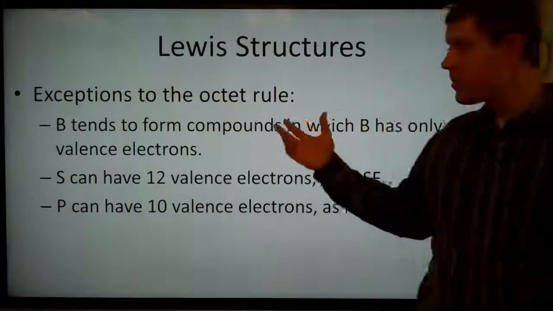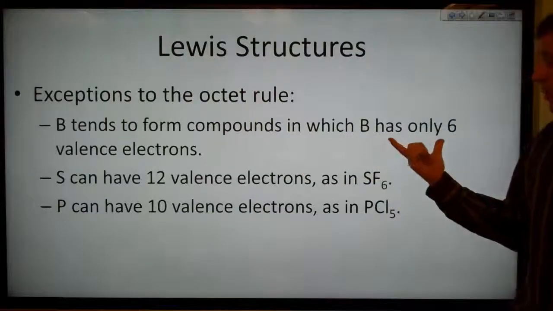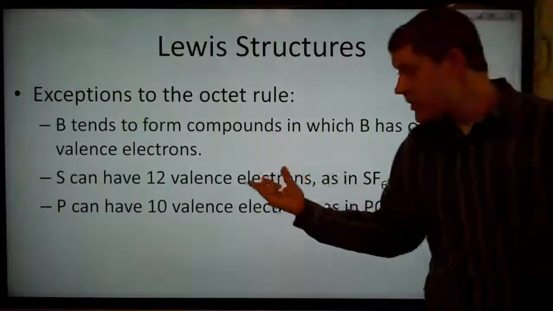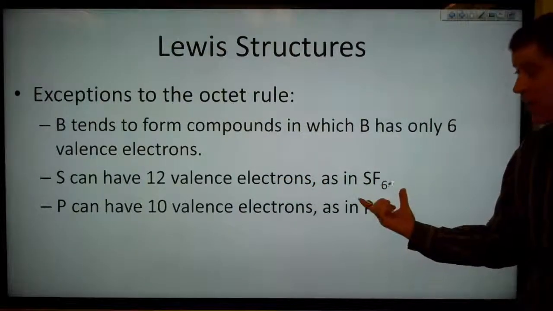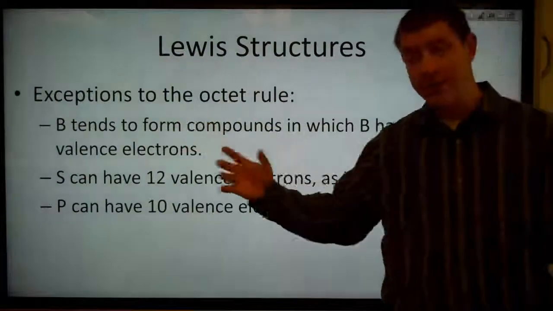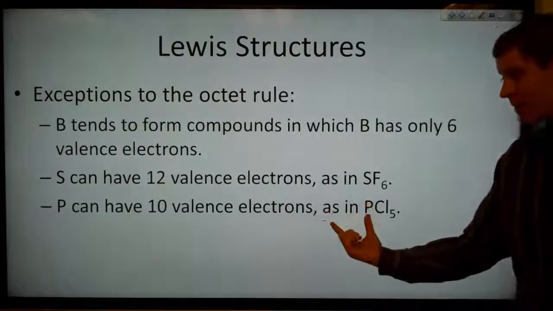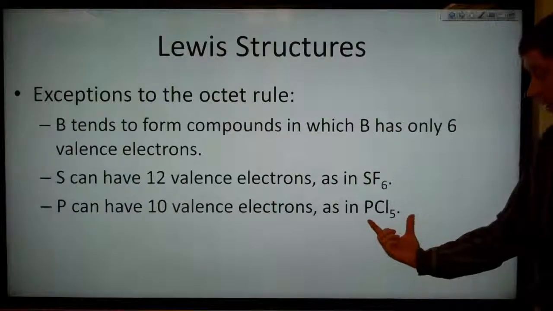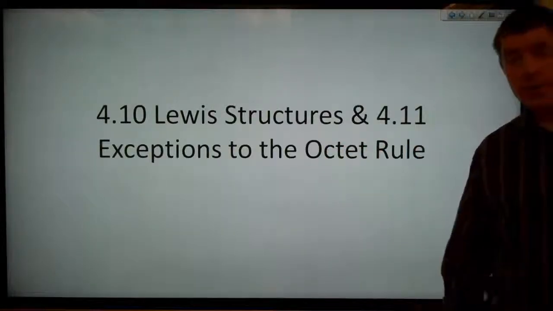So let's look at some exceptions to the octet rule. So boron tends to form compounds in which boron only has 6 valence electrons instead of 8. Sulfur can sometimes have 12 valence electrons, as it does in sulfur hexafluoride, but it doesn't always. Right? So it doesn't have to have 12 valence electrons, just like boron doesn't have to have 6 valence electrons. Phosphorus can have 10 valence electrons, as it does in phosphorus pentachloride. So that was Lewis structures and exceptions to the octet.